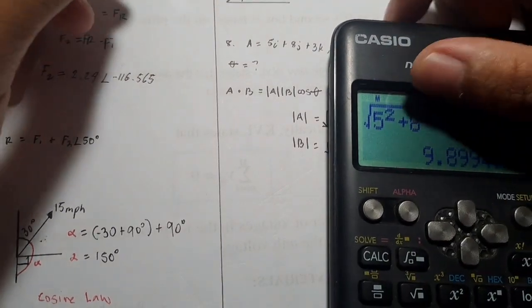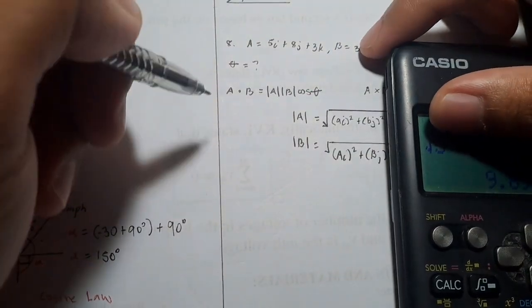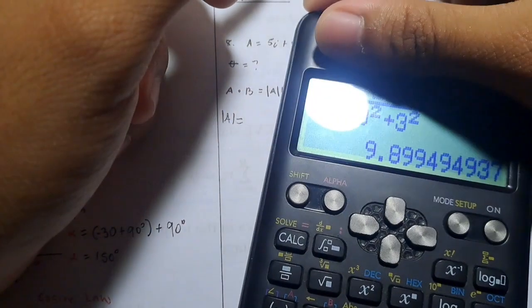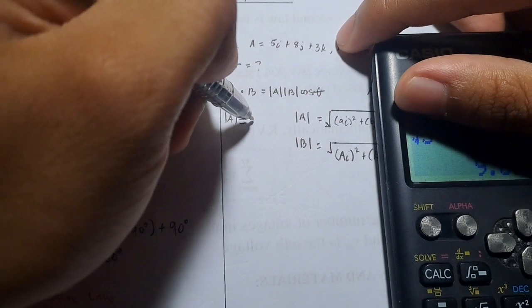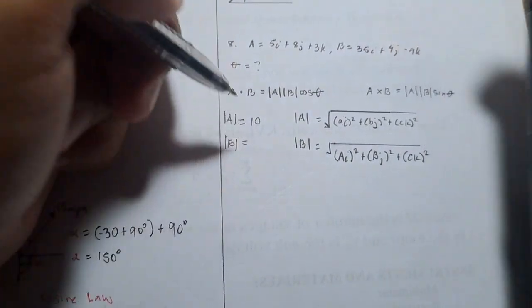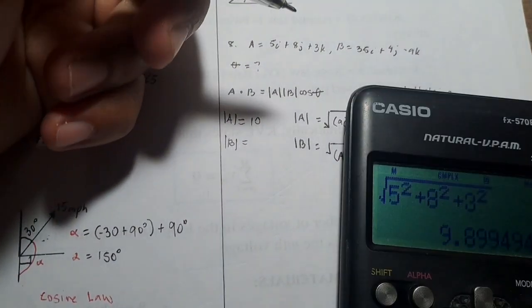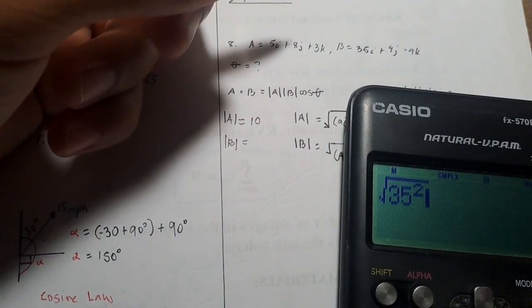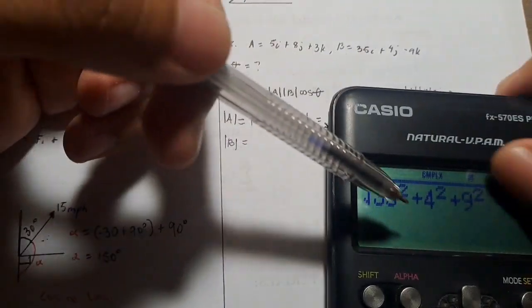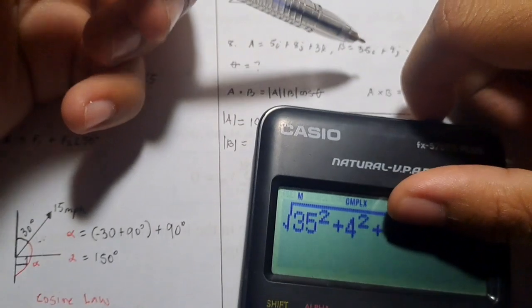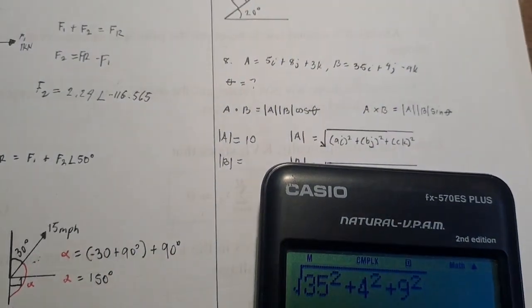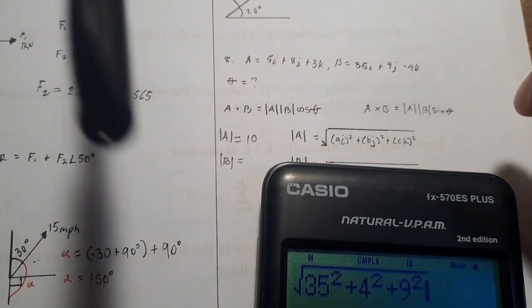So, as much as possible, try to have whole numbers. Since 9.89 yun siya, let's have 10. I know it's a stretch, pero okay na yan. So, we have 35 squared naman sa pangalawa, plus 4 squared, plus 9 squared. Oh, 9 squared na agad nalagay ko. So, wala na akong pake kung ano yung angle nun, kasi since pag na-squared na yun, mawala naman din yung negative.